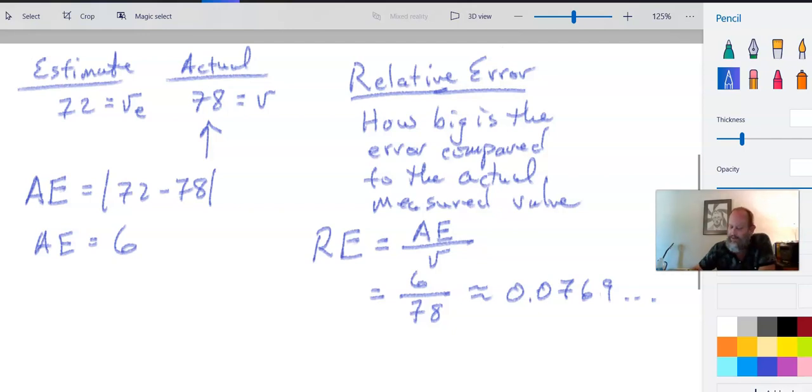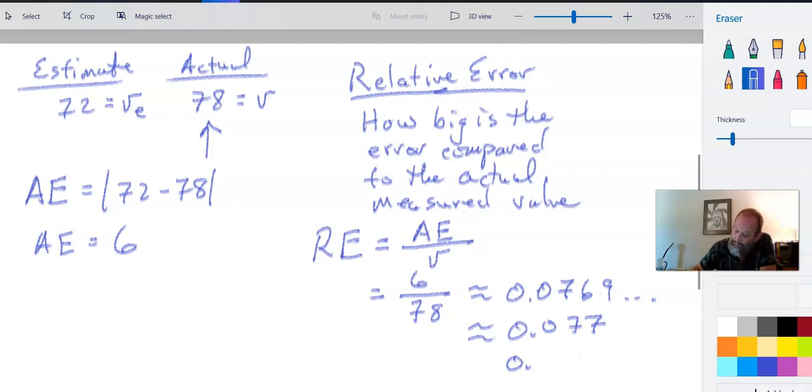Typically, when it comes to absolute error, it really does depend on what you're dealing with, but we can go ahead and round this to 0.077, or 0.07 or 0.08, excuse me. I believe your book and your homework is having you do it to 2 decimal places, so that's a good way to go. So we have relative error here. And relative error is the absolute error divided by the measured value.